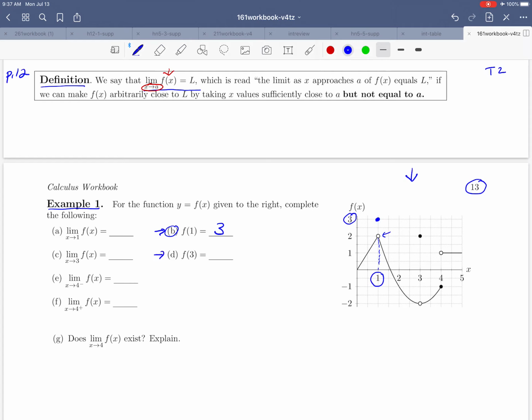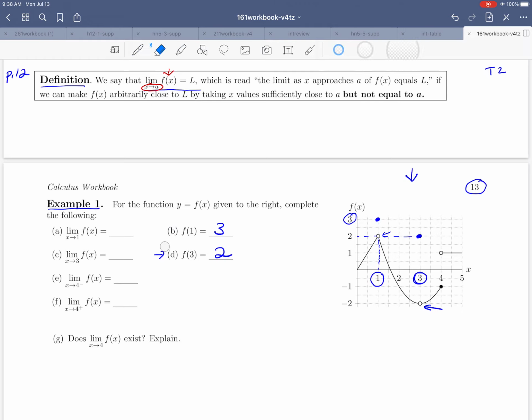What about D right below it? What would f of 3 be? Same idea. Here's x equals 3. That's what we're substituting in. And where would the output value of our function be? Well, it's not here because there's an open circle, but it is up here because we've got a solid dot, and we can see from the graph that that solid dot occurs at y equals 2. So that must be the value of f of 3.